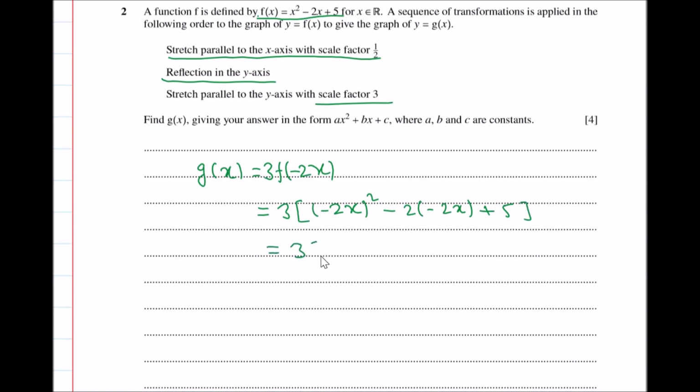Now let us simplify the bracket. We get negative 2 squared is 4, so 4x squared. Now negative multiplied by negative, so we get plus 4x, and plus 5 as it is. Then we multiply out by 3. So 12x squared plus 12x plus 15, and this is our g(x), and that's our answer. I hope this is clear to you. Okay, let's go to the next question.